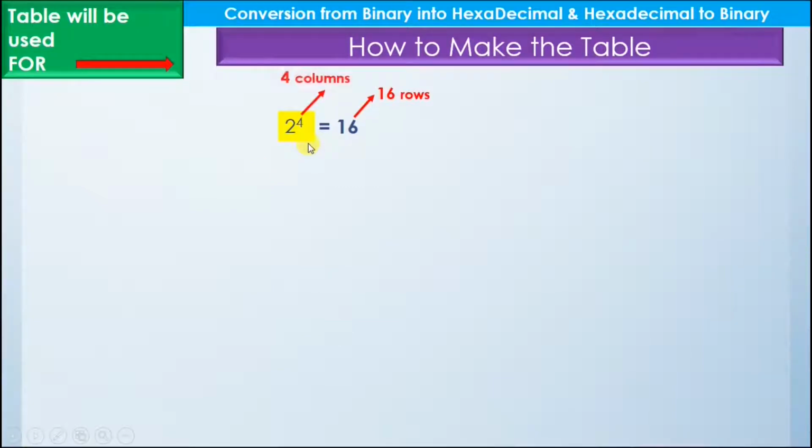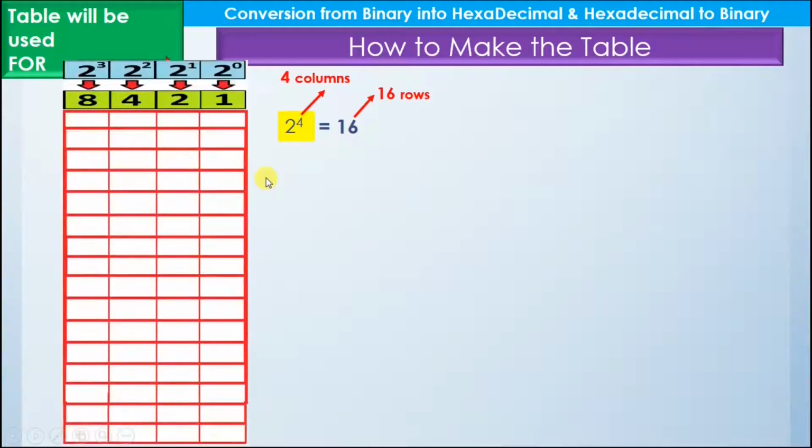4. Why 4 columns? Because 2 raised to power 4 is equal to 16. Once again, the table will only contain zeros and ones. So we can see that the value of each column is represented by powers of 2 starting from right till left. So 2 raised to power 0 is 1, 2 raised to power 1 is equal to 2, 2 raised to power 2 is equal to 4, and 2 raised to power 3 is equal to 8.